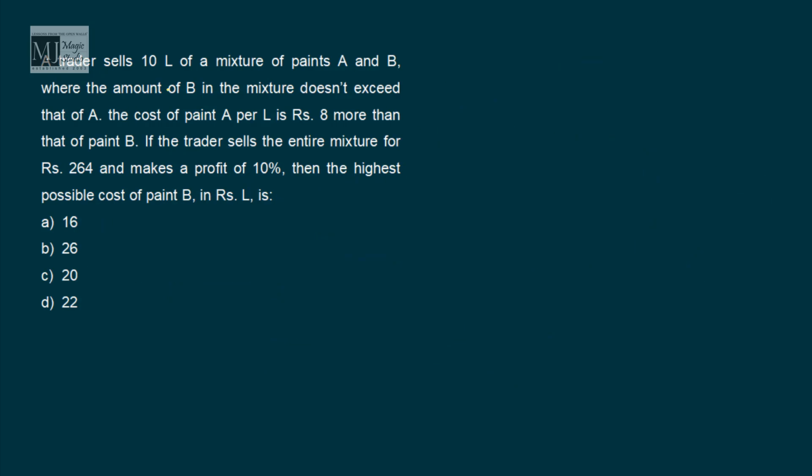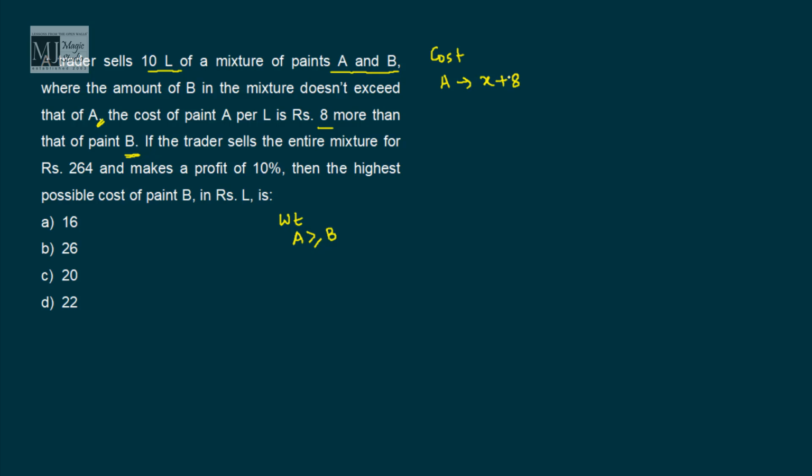A trader sells 10 liters of a mixture of A and B paints where the amount of B in the mixture does not exceed that of A. That means by weight, A should be greater than or equal to B, but A cannot be less than B. The cost of paint A per liter is rupees 8 more than that of paint B.